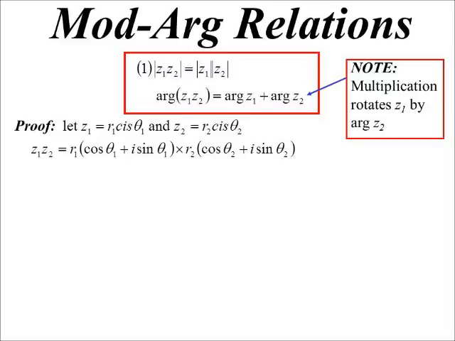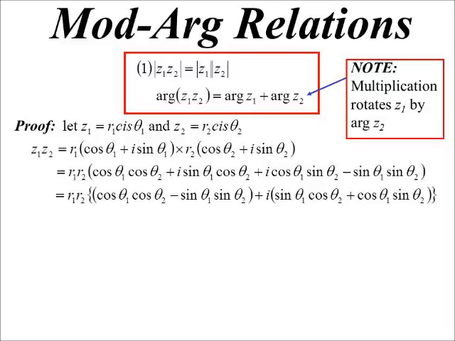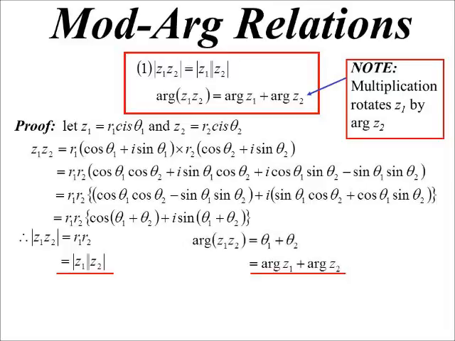Quick little proof here. z1 is r1 cis theta 1, z2 is r2 cis theta 2. So if I multiply them together using good old algebra, whoa. But look at what we've got. cos theta 1 cos theta 2 minus sine theta 1 sine theta 2. And for the imaginary part, I've got sine theta 1 cos theta 2 plus cos theta 1 sine theta 2. They're familiar. Well, that's cos of theta 1 plus theta 2, and that's sine of theta 1 plus theta 2. And so there's our proof. The argument becomes adding them together, whereas the modulus is when we multiply them together.